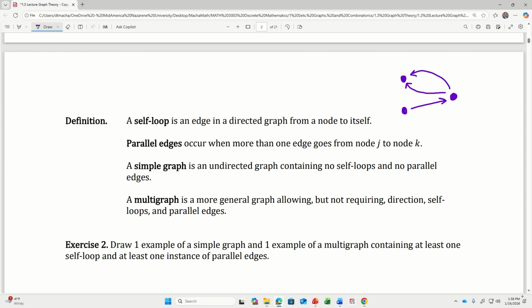So these would be parallel edges, and this would be a self-loop. So we might make the distinction between a simple graph, which is an undirected graph that has no self-loops and no parallel edges, and a multigraph. Honestly, a multigraph doesn't tell you very much. It's not a very good vocabulary term, because it just says you are allowed to have direction, self-loop, and parallel edges if we're talking about multigraphs, but you're not allowed those with a simple graph.